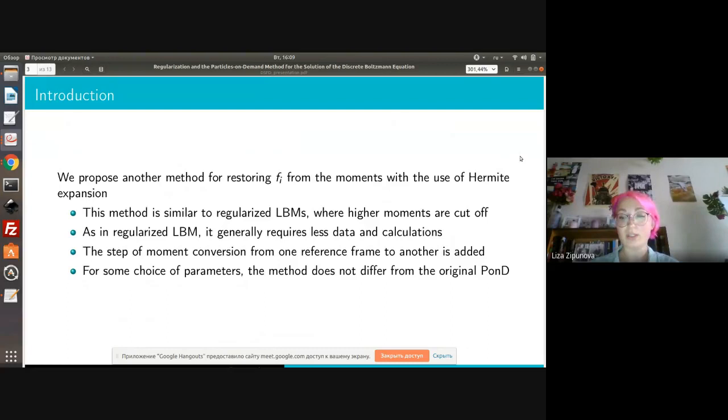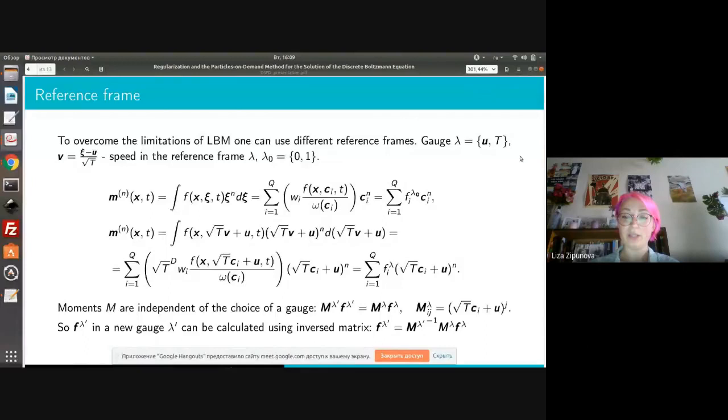To overcome the limitations of the lattice-Boltzmann method, one can use different reference frames. Velocity and temperature describe the reference frame. We will call such a pair a gauge. So raw moments can be calculated using Gauss-Hermite quadrature, not only for the standard reference frame as in the first equation, but also for the moving reference frame as in the second equation. This value in brackets we'll call discrete distribution functions converted in gauge lambda.